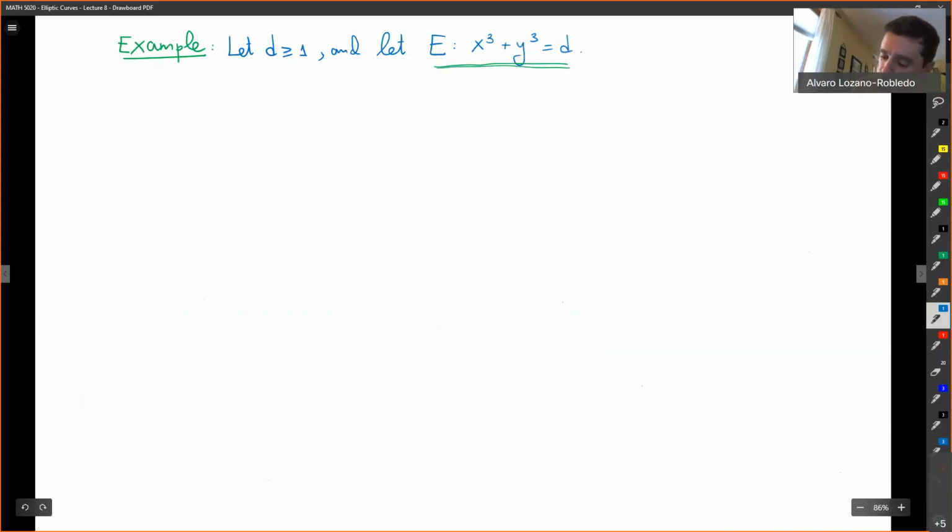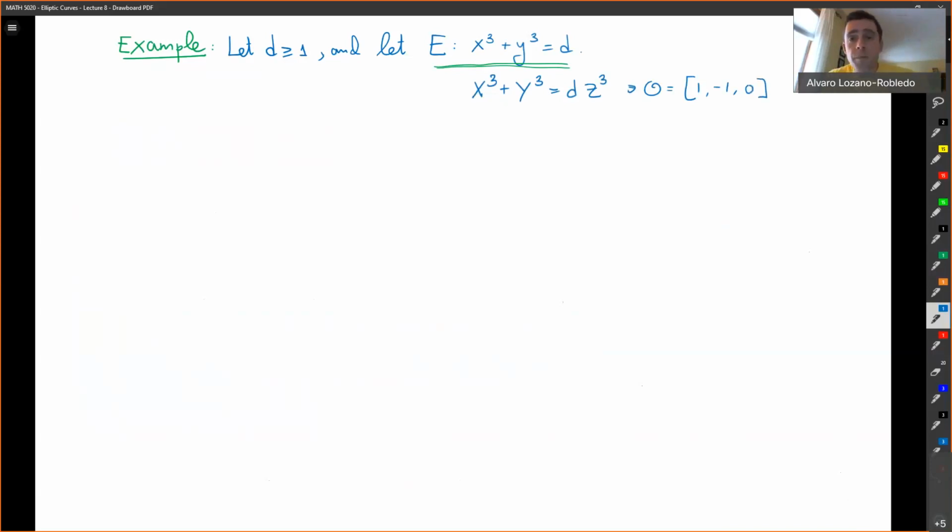In projective coordinates, this curve is x cubed plus y cubed equals d z cubed. And we have, for example, a point O here, which is (1, -1, 0), right? So there is a rational point on that curve. It is smooth, it is projective, it is dimension 1, and you can prove that the genus is 1. What we're actually going to do is put it in Weierstrass form. So I'm going to do that for you.